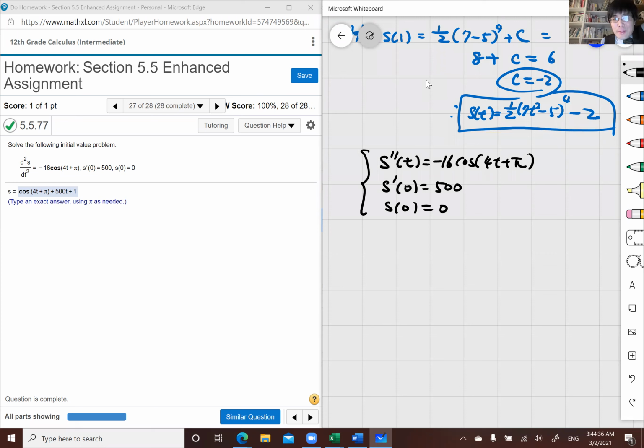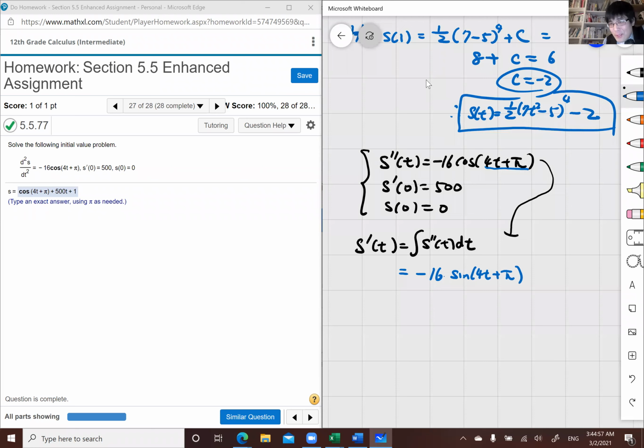Now let's find s'. s' is the integral of s'' with respect to t. When you integrate this one, this is a linear term, so the integral of cosine will be sine. It's going to be -16 sin(4t + π), and don't forget to divide by 4, plus c.